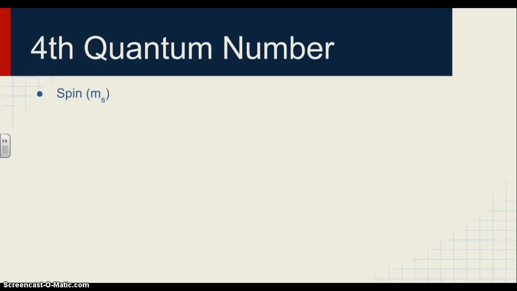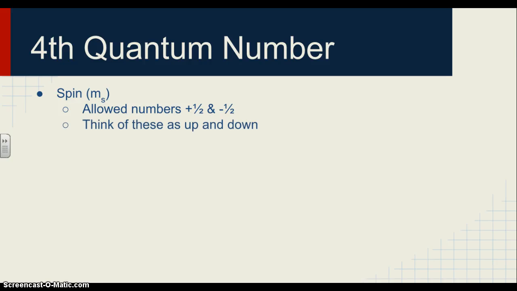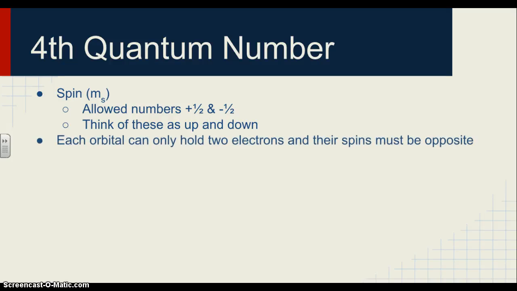The fourth quantum number is called spin, m sub s. Only 2 numbers allowed here, positive 1/2 or negative 1/2. Think of these as the electron spinning up or spinning down. They don't really spin. It's a number that has to do more with the magnetic state of the electron, but we call it spin, and it may be simplest for you if you think about it as the electron spinning. Now, why do we care about this spin? Well, because each orbital can only hold 2 electrons, and their spins must be opposite of each other. So one has to be plus 1/2, one has to be minus 1/2.